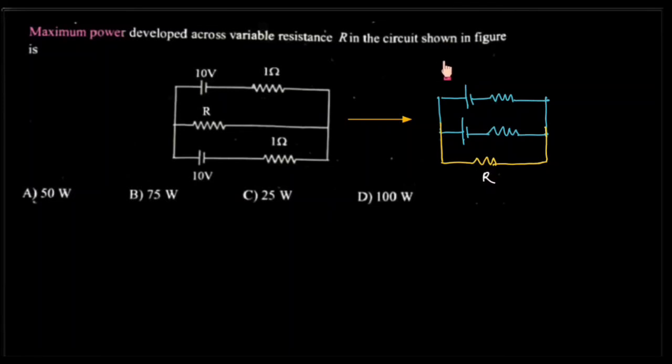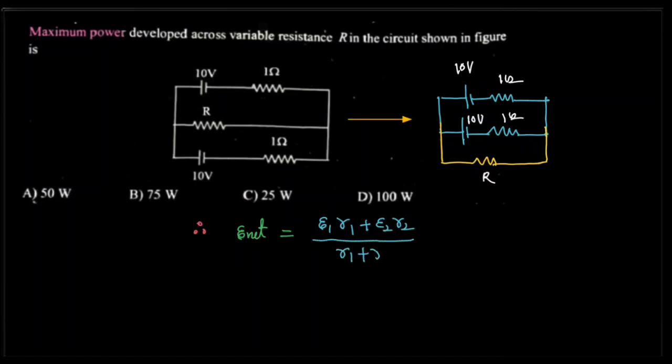This has 10 volt and 1 ohm. This also has 10 volt and 1 ohm, and these two cells are in parallel. Since the cells are in parallel, we can find epsilon net. Do you remember the formula? Epsilon net is equal to (epsilon 1 r2 plus epsilon 2 r1) by (r1 plus r2). If you don't remember, no issue, at least remember it now.